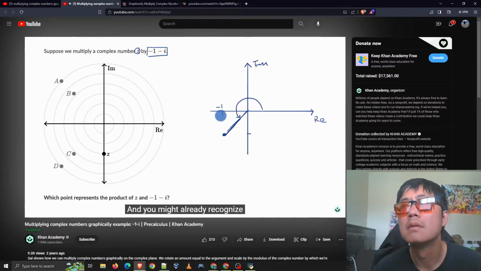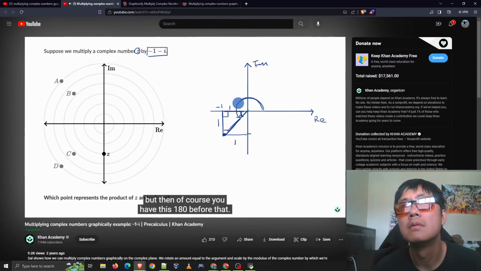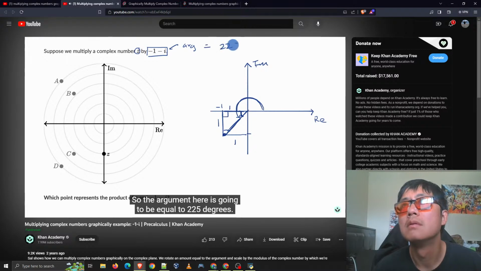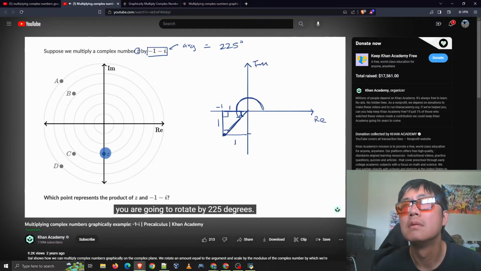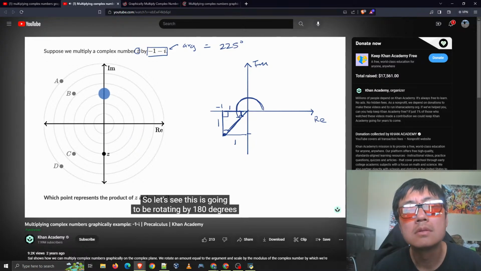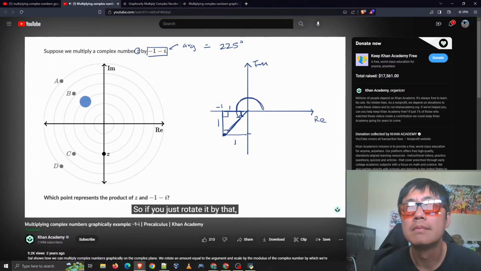You might already recognize that if this has a length of 1, and this has a length of 1, this is a 45-45-90 triangle. So this is 45 degrees, but then of course you have this 180 before that. So 180 plus 45 is a 225 degree argument. So when you multiply by this, you are going to rotate by 225 degrees, rotating by 180 degrees and then another 45. If you just rotated by that, you would end up right over here.